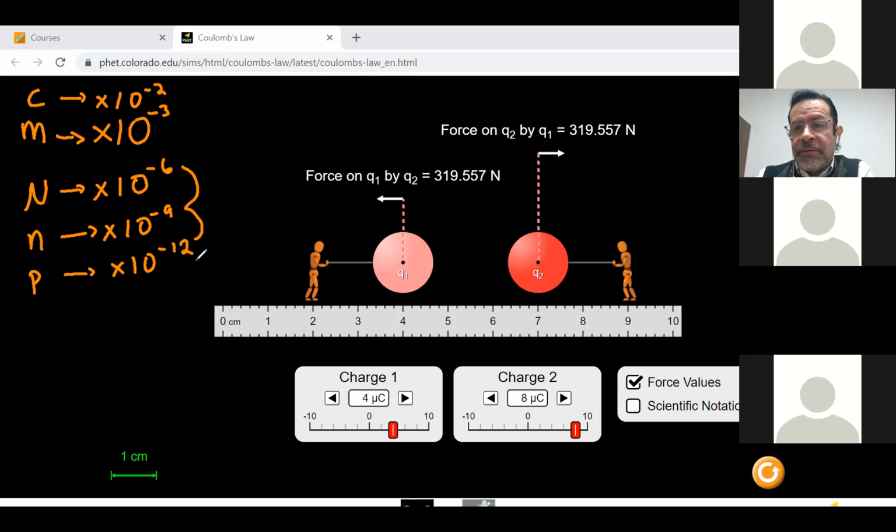This is important so we identify how small these things are. 10 to the minus 2 means I'm dividing by 100. 10 to the minus 3 means I'm dividing by 1,000. 10 to the minus 6 means I'm dividing by what? 100, 1,000, 10 to the minus 6, how much is that? A million. Millionth.